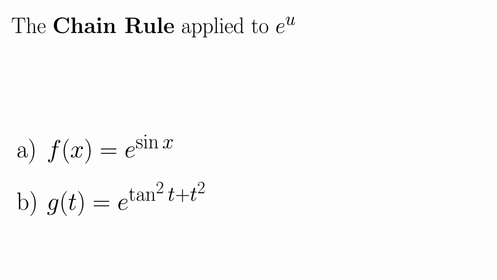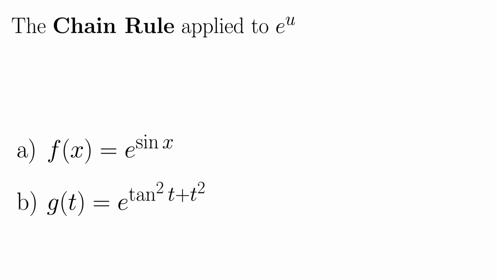The chain rule gives us a very specific result when we apply it to e to the u, where u is some function. I'm just abbreviating u here, so u can be anything. In fact, here's two examples. F of x equals e to the sine x, for instance. So we can have e to a trigonometric function and still take the derivative. We might have g of t for part b, e to the power of the quantity tan squared t plus t squared. Right? We can really go to town with this once we establish a very solid rule for e to the u.